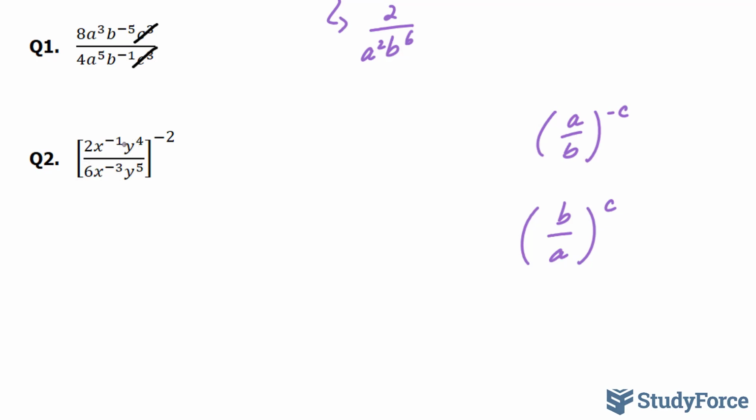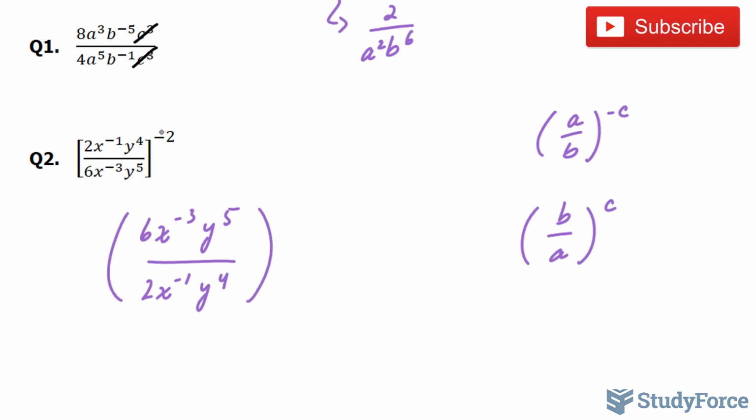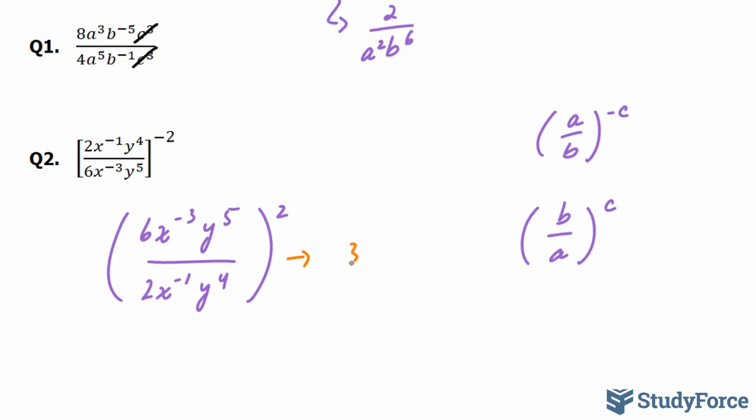My denominator will become my numerator and vice versa, where I have 6x to the power of negative 3, y to the power of 5, over 2x to the power of negative 1, y to the power of 4, all powered to positive 2. Now we can do the same thing as before. Let's start with the numbers. 6 divided by 2 is 3.